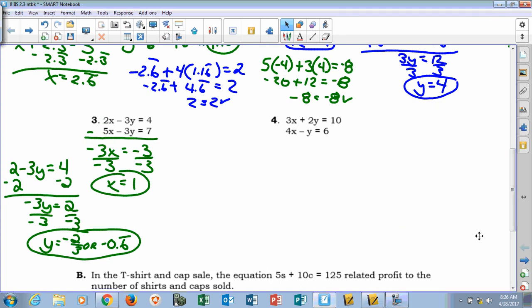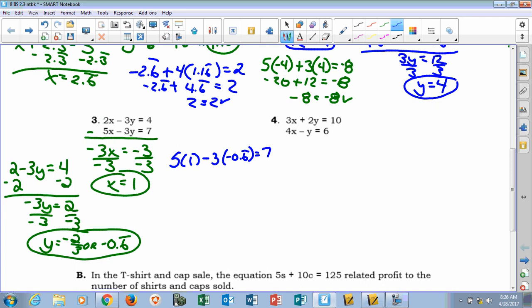Okay, so we're going to take both of these and plug it back in. So 5 times 1 minus 3 times negative 0.6 repeating is going to equal 7. Well, 5 times 1 is 5, right? That's nice, no equal sign there.